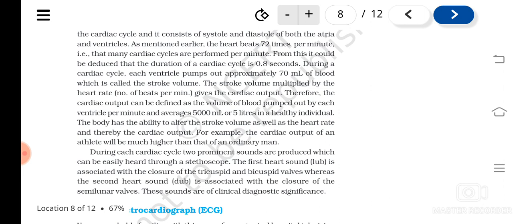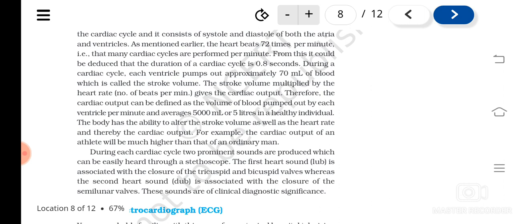Understood? So I told you that when the heart is in the joint diastole, blood comes and fills the auricles, and then what happens? The SA node creates the pulse, and that causes the auricles to contract, and when the auricles contract, blood will be pumped to the ventricles. At that time, the closure of bicuspid and tricuspid valves will happen. So that sound is heard in the form of a lub sound.